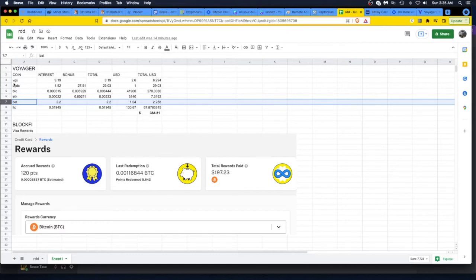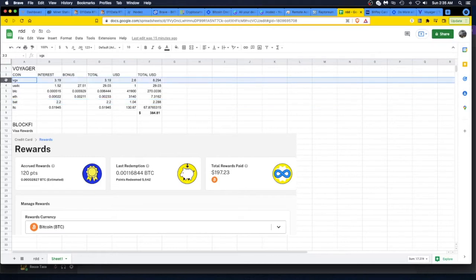So you can see right here, let's go through it for my Voyager. Oh, what do we got here? We got VGX. I earned 3.19 VGX tokens, a total of 3.19. I added it together here. There was a bonus too. But the current value as of the 9th of January was $2.60. That's what I'm calculating the total.